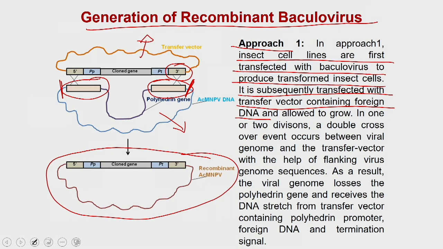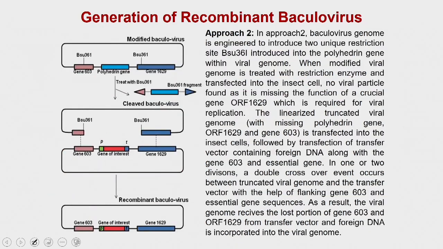And now you take this virus and you can use it for protein production. In approach 2, the baculovirus genome is engineered to introduce two unique restriction sites, BSU 361, onto the gene 603 as well as onto the gene 1629, and both of these genes are present in the polyhedrin gene region within the viral genome.